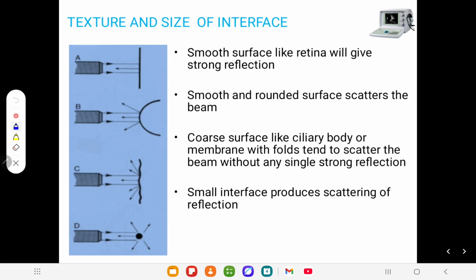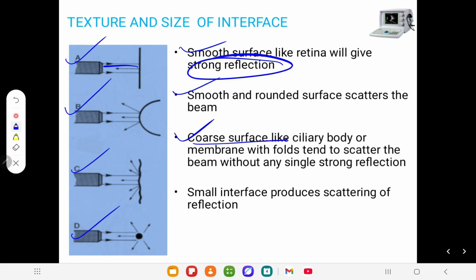Okay, so the texture and shape of the interface is very important. See, this picture is very clear. Interface means how much sound is coming back. A smooth surface like the retina will give a strong reflection, remember this. A smooth and round surface with a scattered beam gives a little less reflection of sound. But a coarse, irregular surface, like the ciliary body or membrane in folds, tends to scatter the beam without any single strong reflection. It's very little reflection from such a coarse surface.